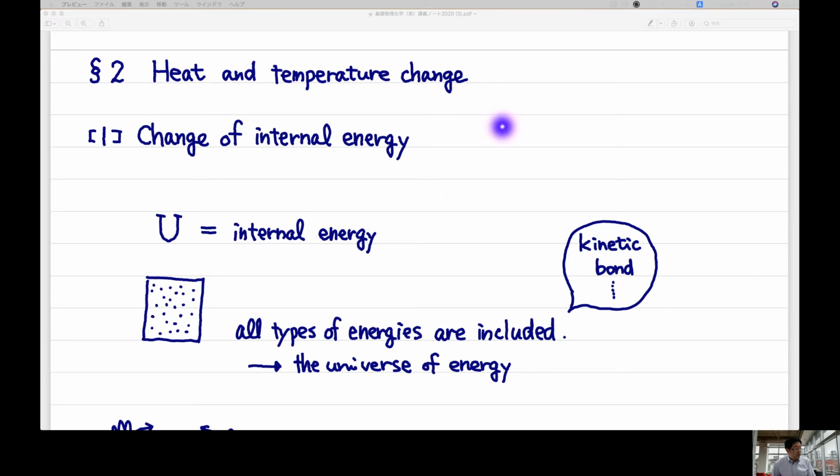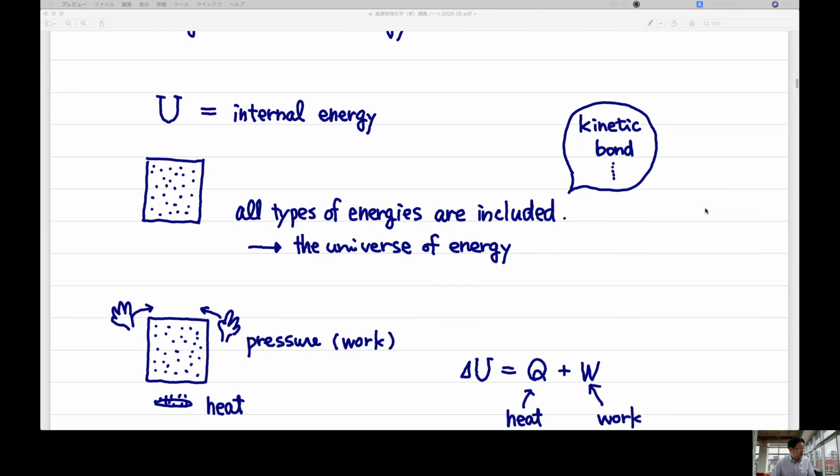First, we need to discuss the change of the internal energy. The internal energy is expressed as large U, as shown here. The internal energy is the energy in which all types of energies are included. Then the internal energy is the universe of the energy, so we use large U as shown here. What are all types of energies?